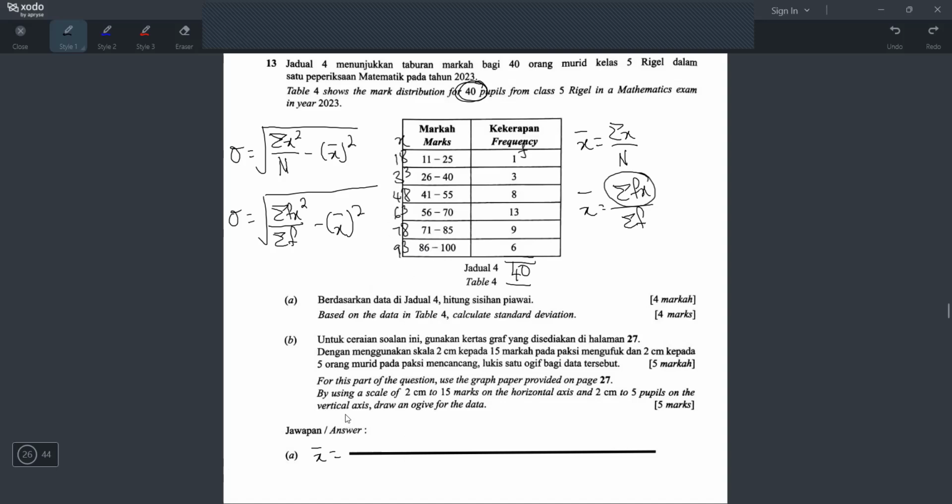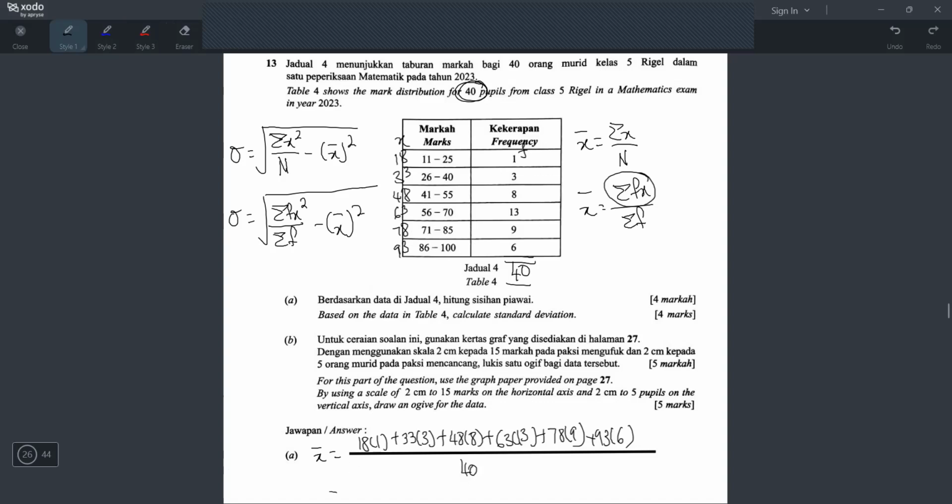Now I can find the mean. x times frequency, so 18 times 1, plus 33 times 3. Write it down. And then the next one will be 48 times 8, and then plus 63 times 13, and then plus 78 times 9. Let me write one more time. This one is 13. 78 times 9. The next one will be the last one, 93 times 6. And divide by the total frequency, 40.